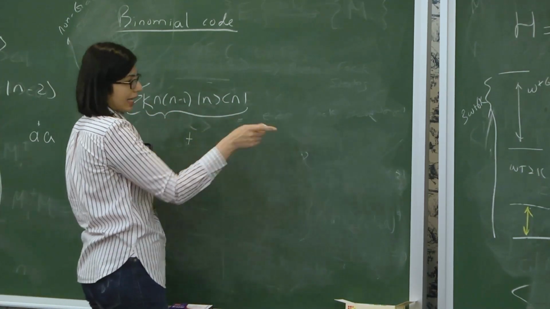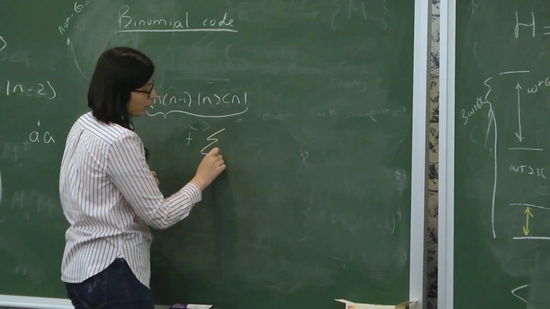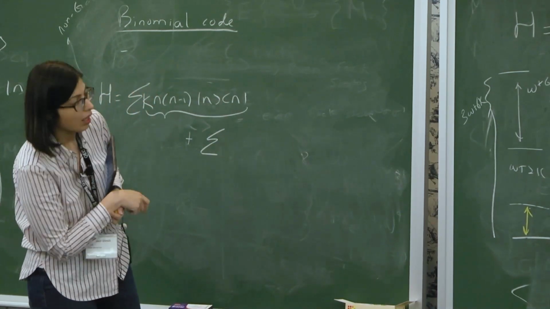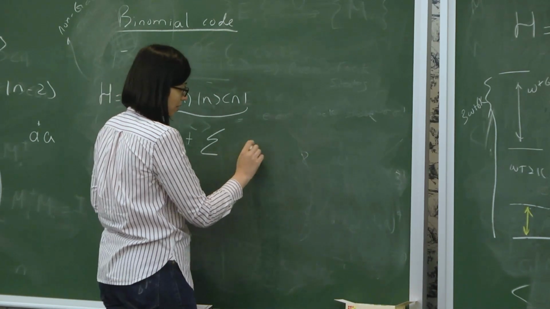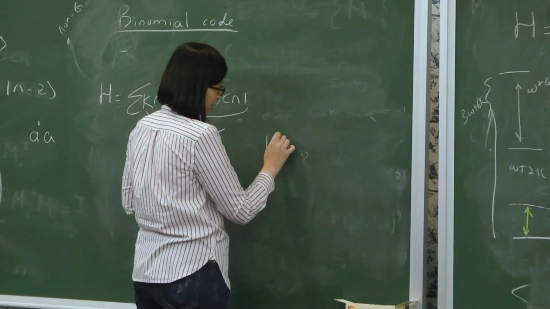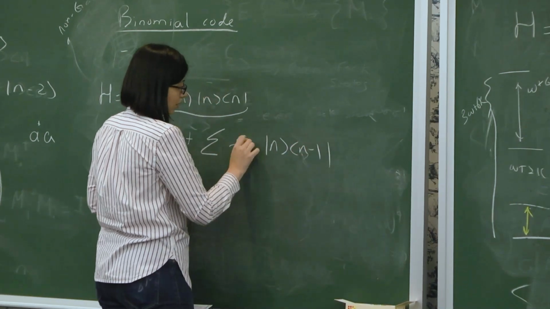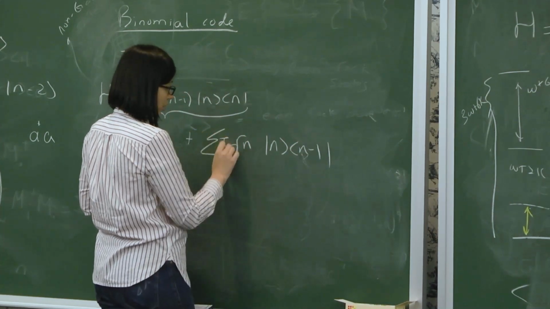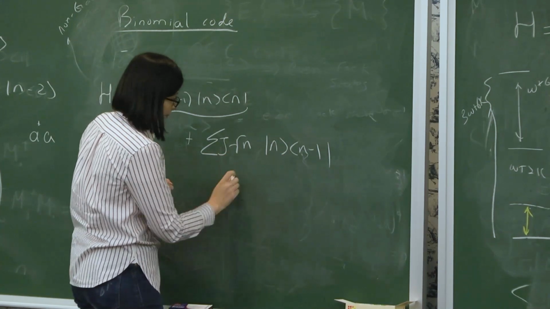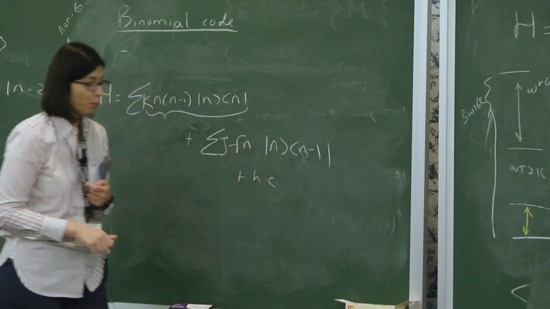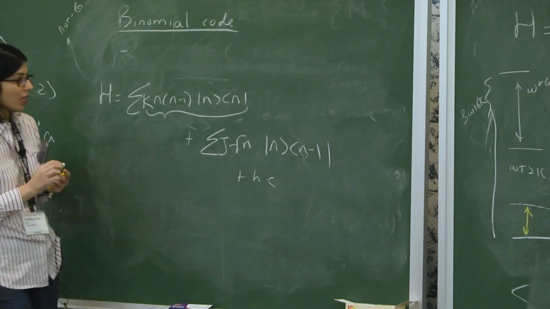Then you have A dagger plus A, which is going to couple you between the different Fock states. So A dagger is just n minus 1 square root of n. Let's put this J here, plus the Hermitian conjugate of that. Okay.